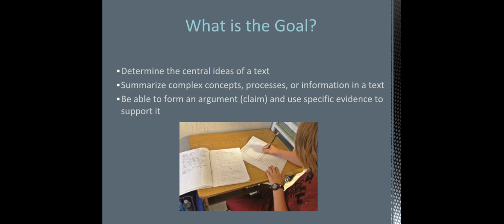We need to figure out what the main ideas are, the central ideas, and jot them down somewhere if possible. Maybe on that scrap piece of paper, maybe in the margin if you can write on the test. But put them down somewhere so you have a quick reference point, like we talked about in one of the earlier videos. You want to summarize your complex concepts, processes, or other information in that text, and make sure that you can form an argument, or what they call a claim in some classes, and use specific evidence to support that. All right, because that's the whole idea. Figure out what it is that you're trying to say, and what you need to give specific details about or specific references from a reading passage that help support the claim which you are making.